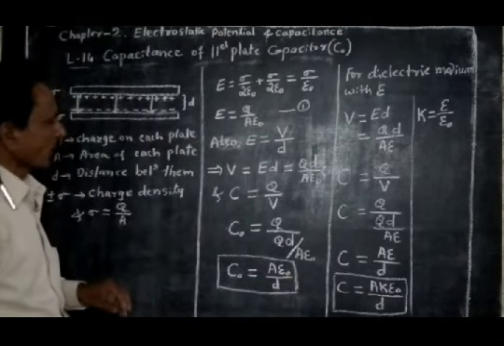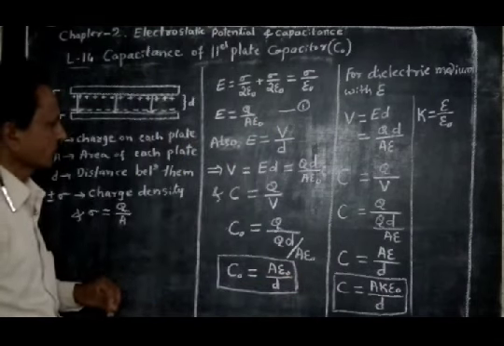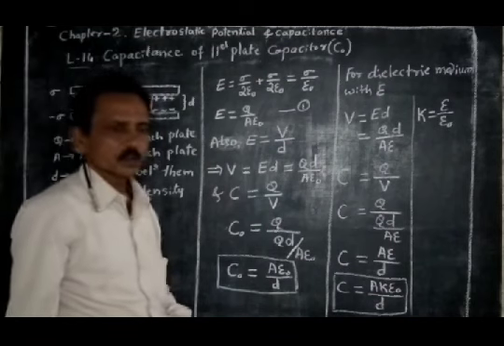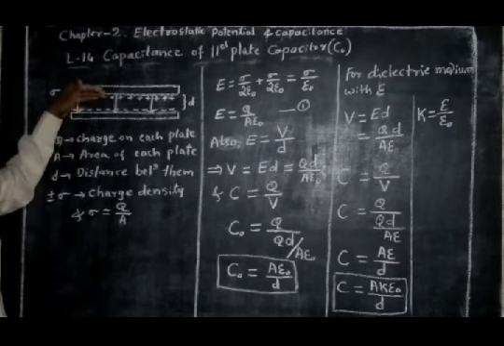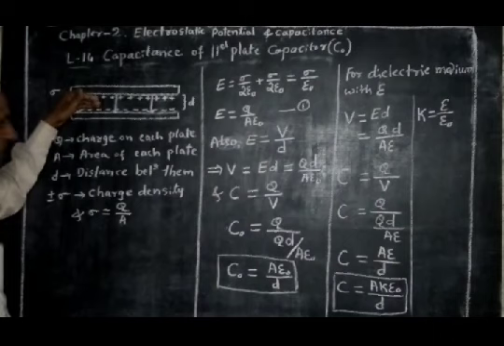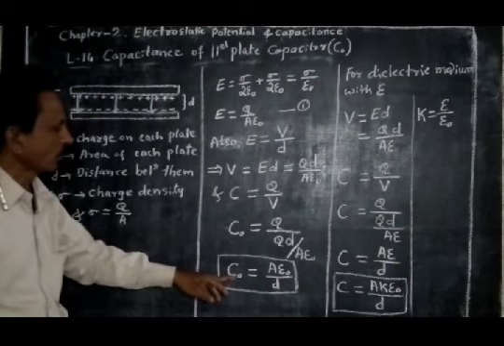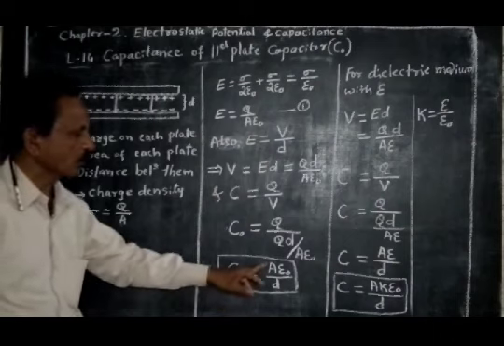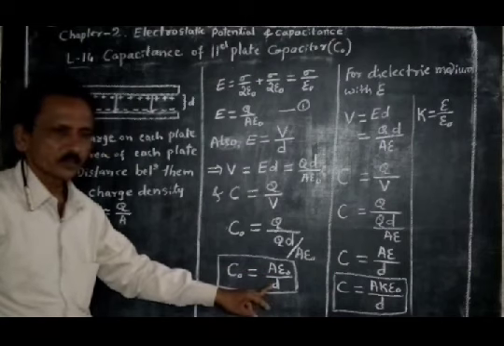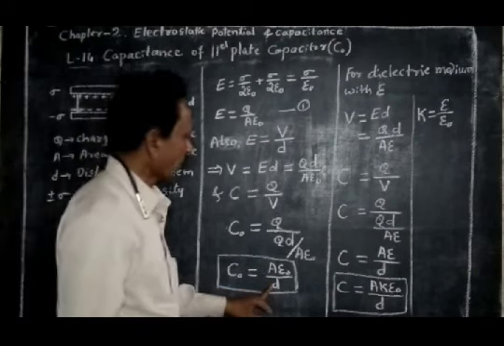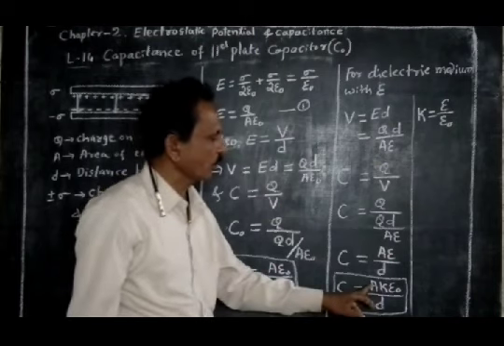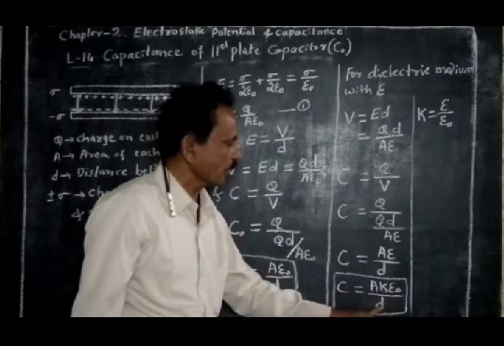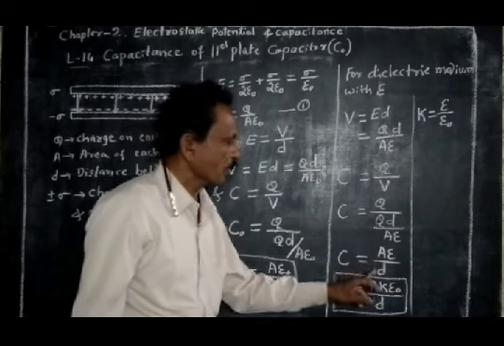Therefore, the capacitance of a parallel plate capacitor increases by using a dielectric medium. The capacitance of the capacitor with air medium is C naught equal to A epsilon naught upon D, and the capacitance with a dielectric medium is C equal to A K epsilon naught upon D, or A epsilon upon D.